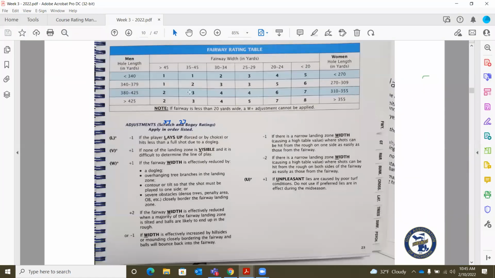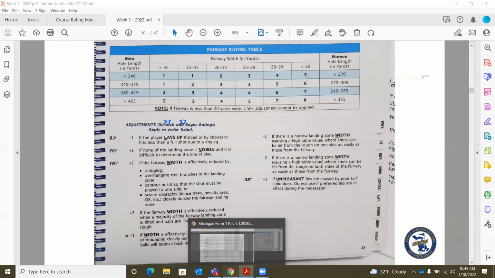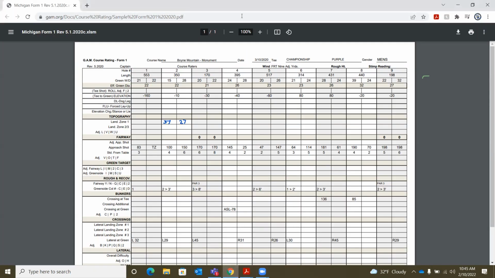So 350 for men is going to fall into the second row, and for the value of 27, that's going to get us a value of 3, and then the 37 value is going to get us a final table value of 2. So then on our form 1, we've got a 2 and a 3, assuming that there's no adjustments. We'll talk about those in a second, but if there's no adjustments, that's going to be our number.